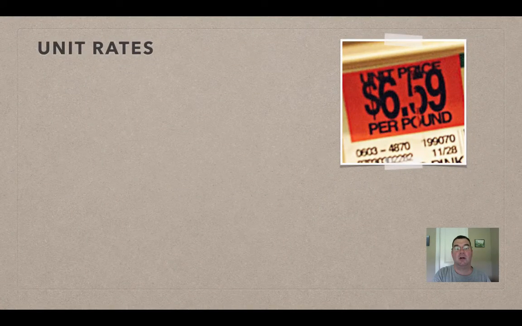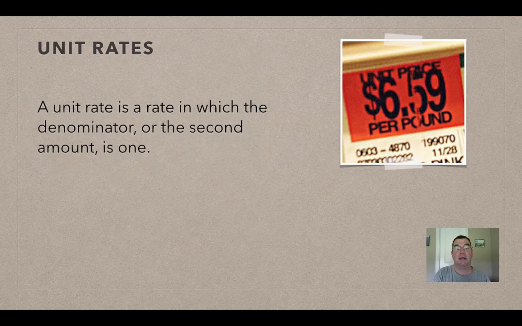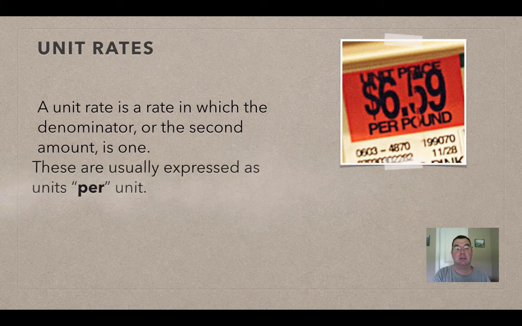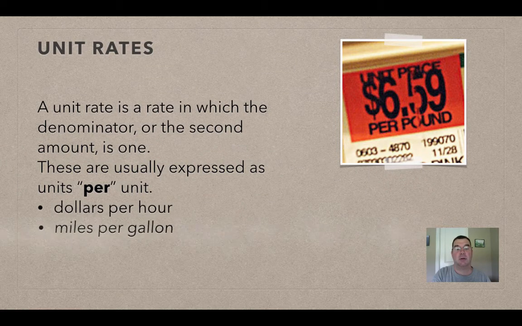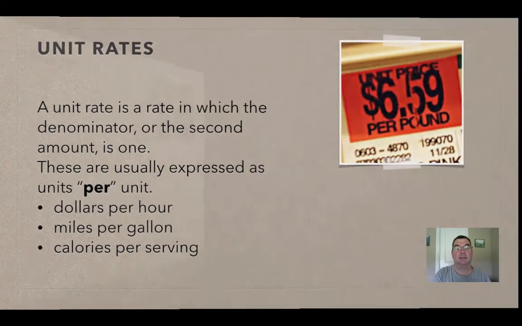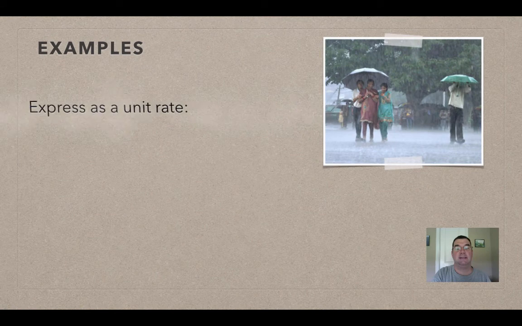Okay, and then there are unit rates. A unit rate is basically one in which the second quantity is a 1, or the denominator if you're actually writing it as a fraction. So, and they are expressed as some unit per some other unit. You've heard of dollars per hour, miles per gallon, calories per serving, and so on. So, some examples of that.